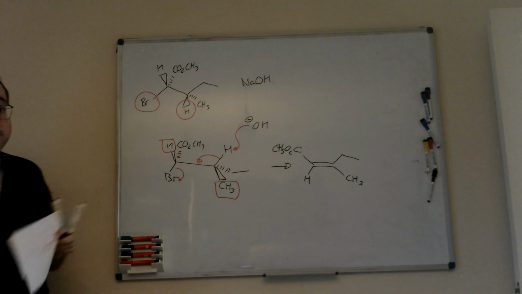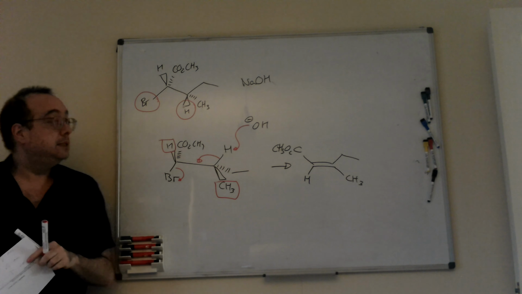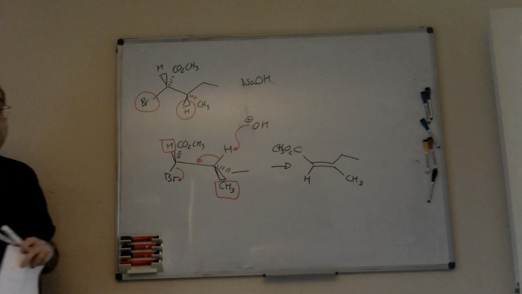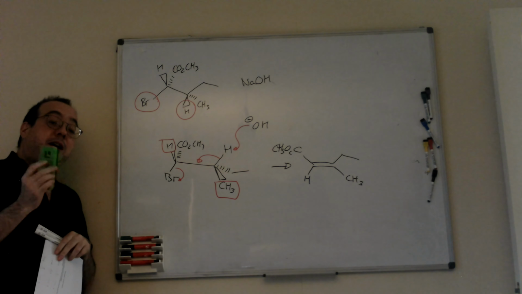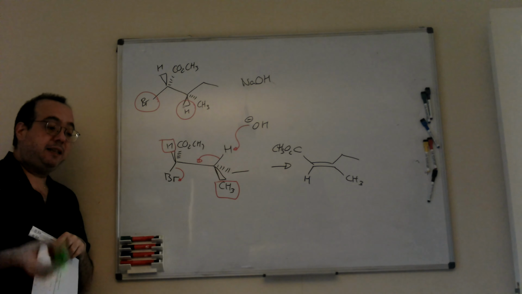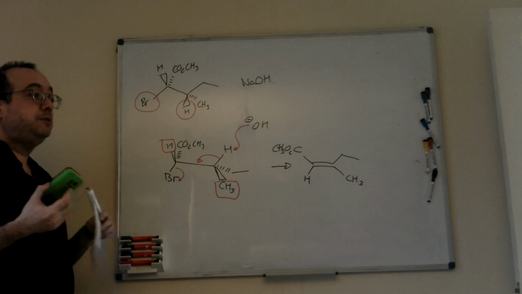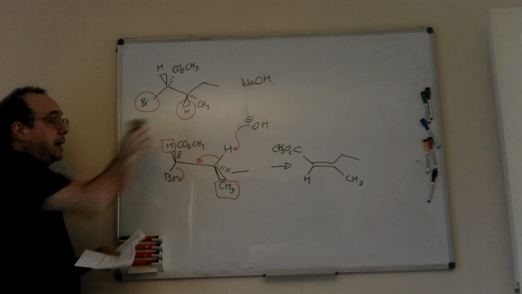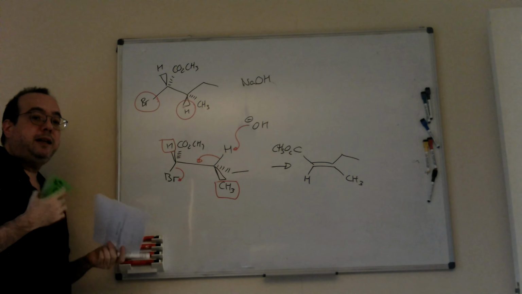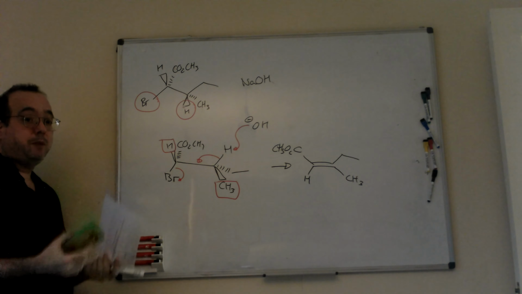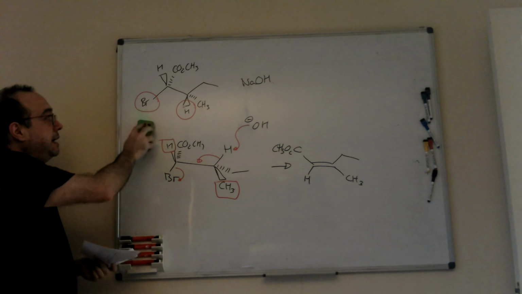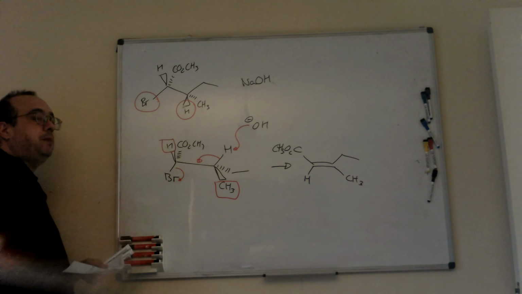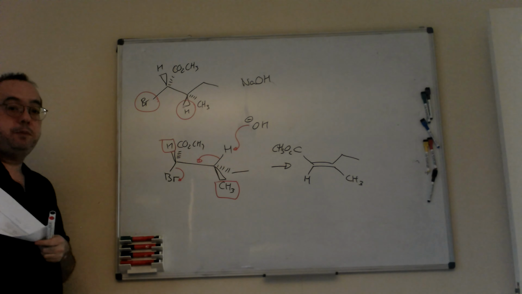Okay? Easy. Remember, in A2 we have a transition state, and the transition state requires that the two groups that are leaving, whatever they are, in this case the bromine and the hydrogen, must be antiperiplanar. The conformation to take place, the transition state, has to be antiperiplanar between the two groups that are departing.